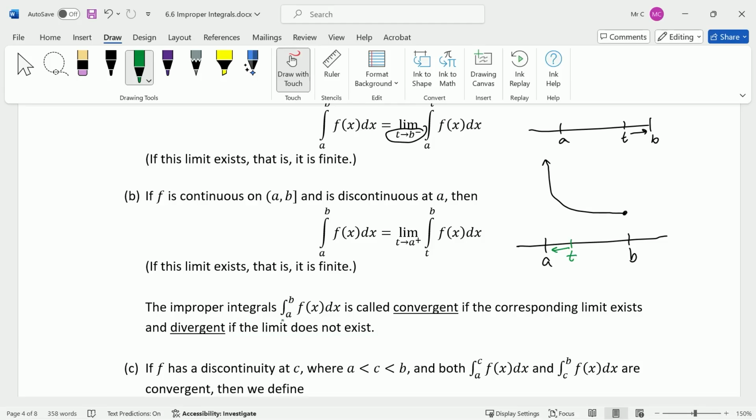The improper integrals from a to b of f of x dx are called convergent if the corresponding limits exist. Or maybe I should have just said, here we go. The improper integral from a to b of f of x is called convergent if the corresponding limit exists, and divergent if the limit does not exist. All right.